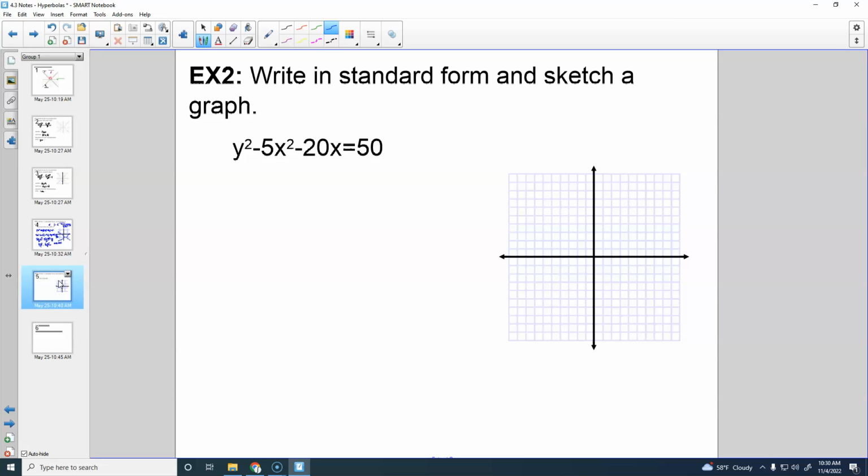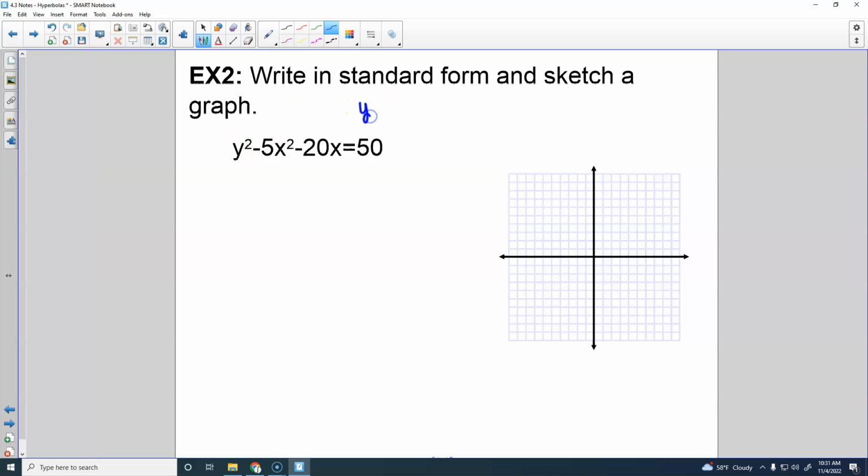All right, so we have y squared minus 5x squared minus 20x equals 50. This one, first of all, does it open left or right, or does it open up and down? Up and down, because my y squared is positive, so that tells me that I'm dealing with a hyperbola that's going to open up and down.